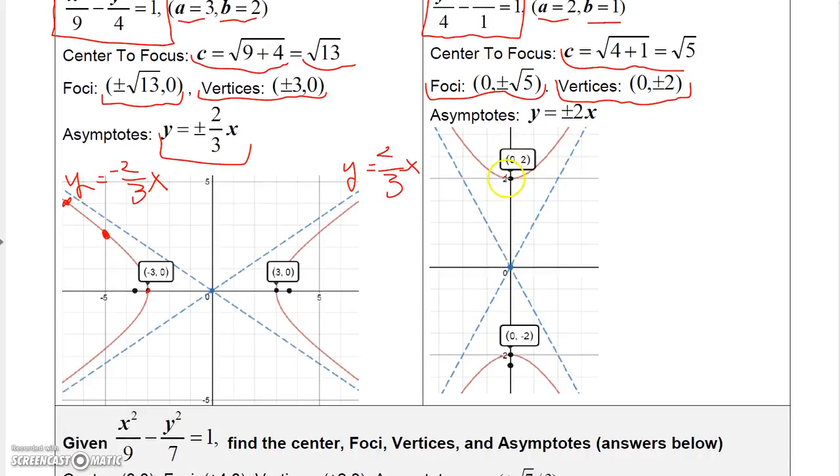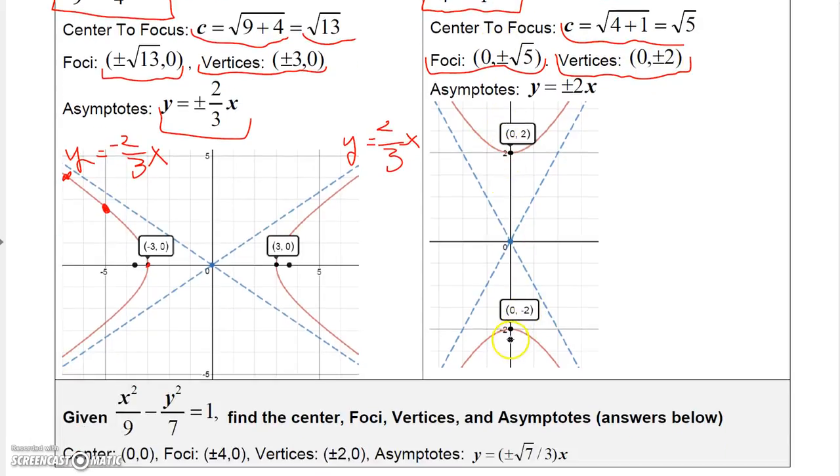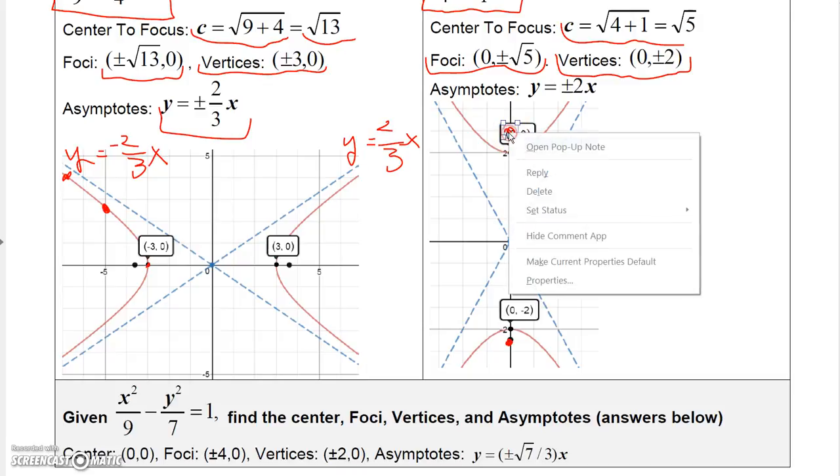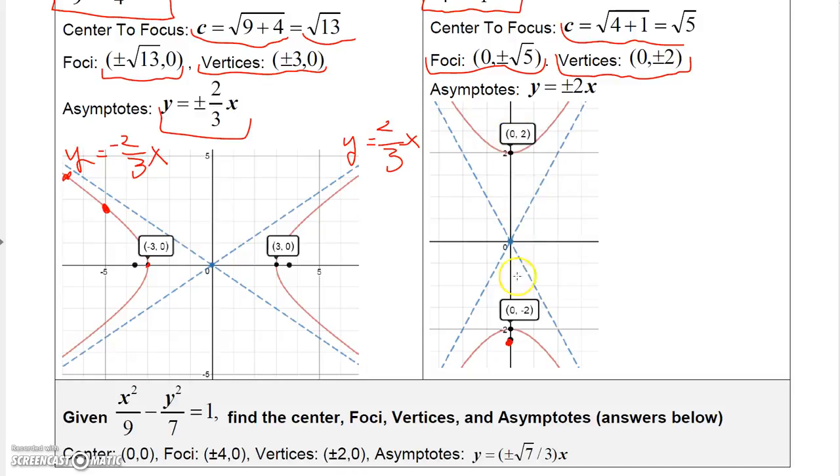And so here's one focus right here, and that's (0, minus square root of 5). The other one's hidden behind this point right here, but it's (0, plus square root of 5). Okay, so this is (0, minus square root of 5), and up here you have (0, plus square root of 5). And then the vertices are (0, 2) and (0, negative 2).